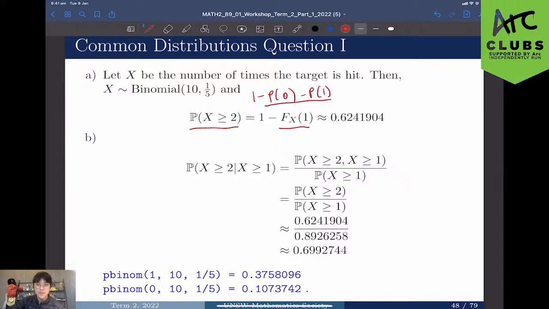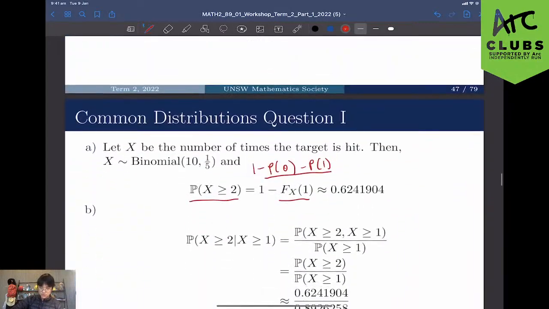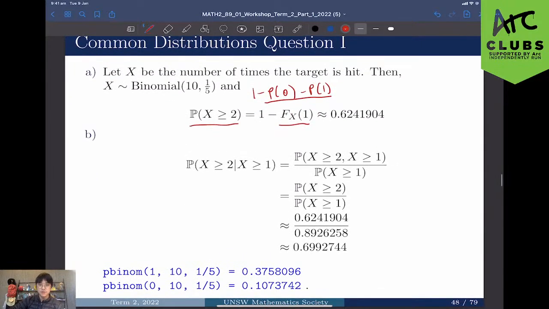And this is equal to F(x=1), which gives you the CDF of the binomial distribution for x less than or equal to 1. And here we just look at the parameters for the binomial distribution. So we have here 10 because we have 10 independent arrows fired, and 1/5 because that's the chance that the target is hit. So that's the chance of success.